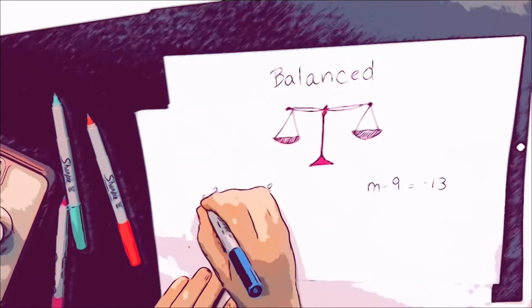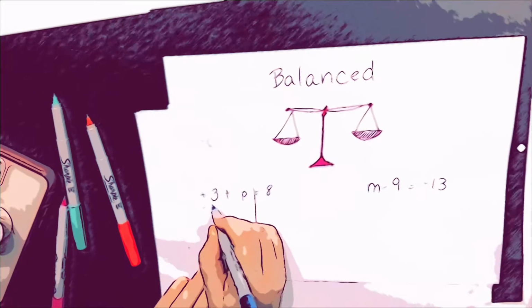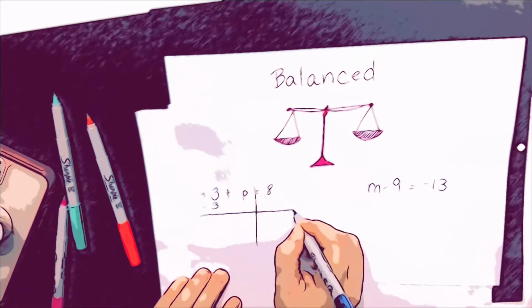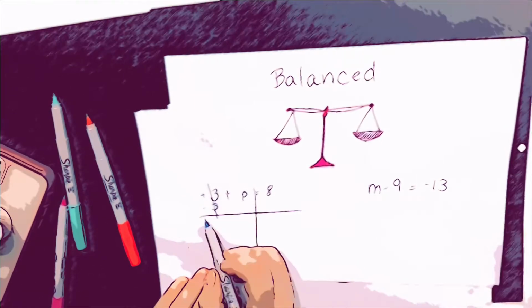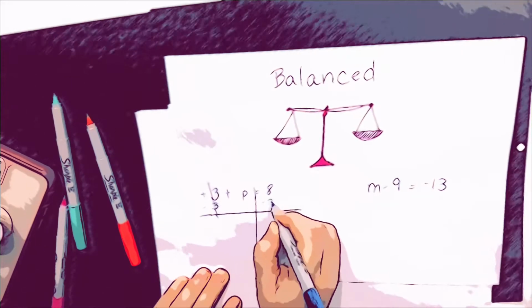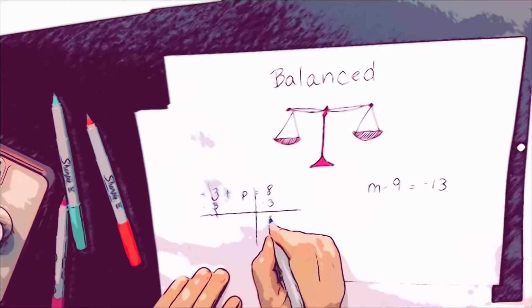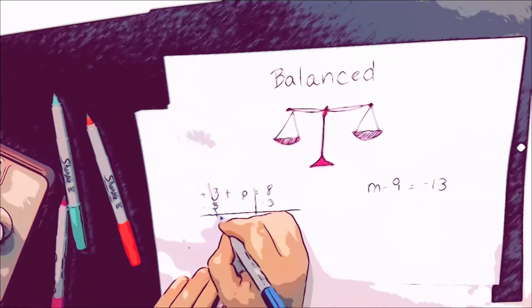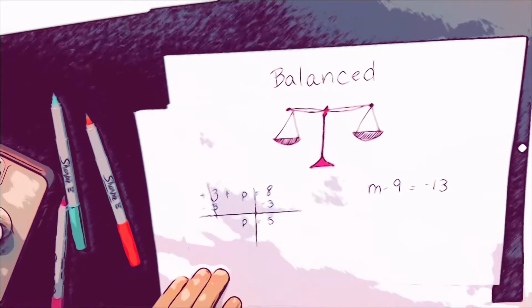Right now, this is a plus 3. So to make it go away, I need to subtract 3. Okay. If I do that on this side, I must do it on the other side. And so I keep them balanced. Okay. And so this is gone. I'm only left with p equals 5.